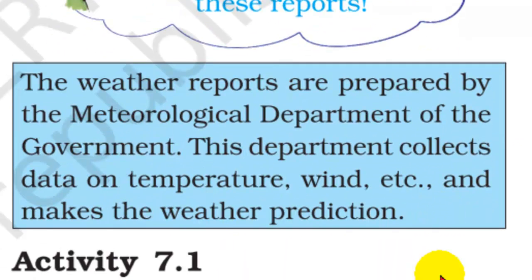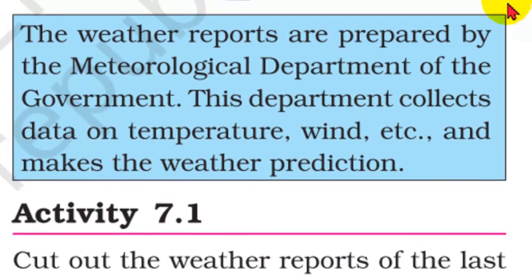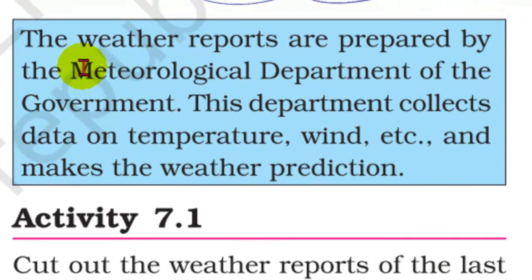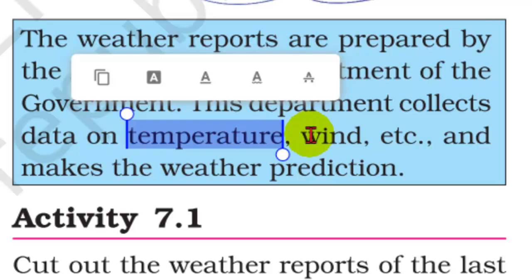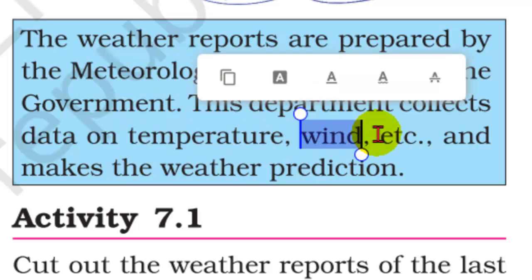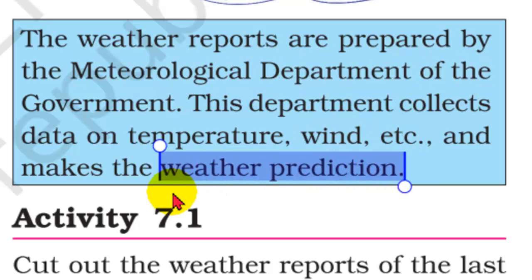So these weather reports are prepared by a department called the Meteorological Department of the government. This department collects data on temperature, wind, humidity, etc. and makes the weather prediction. They predict the weather for the upcoming days. It may be for a week or for a month.